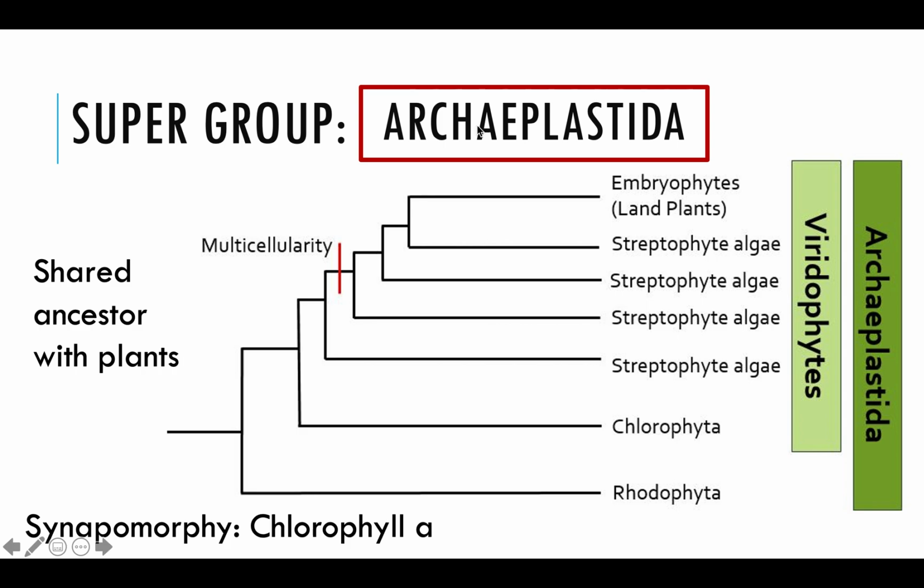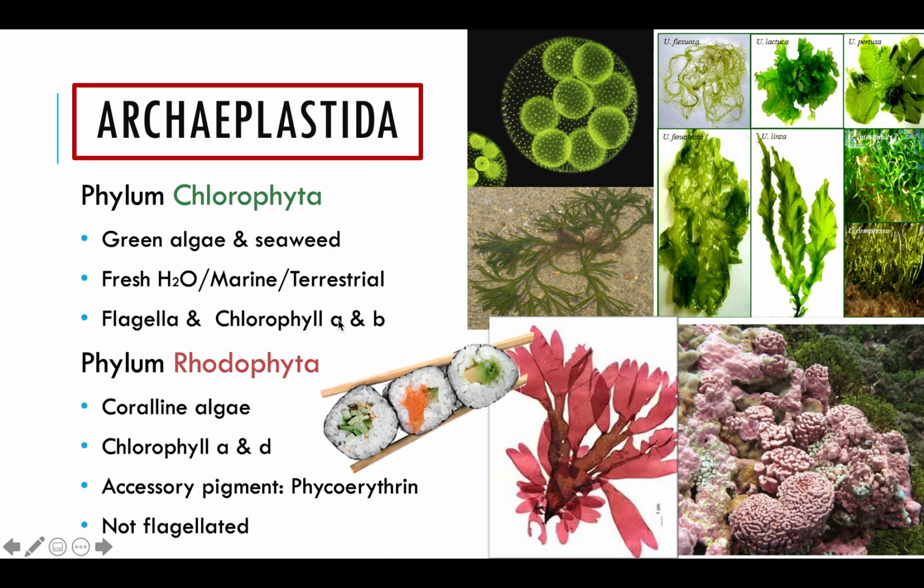So the next supergroup is Archaeplastida. These guys have a shared ancestor with plants. They're primarily multicellular. So almost everything in this group is algae. And the trait that unites them is chlorophyll A. So the ability to photosynthesize using that pigment is really important to this group.